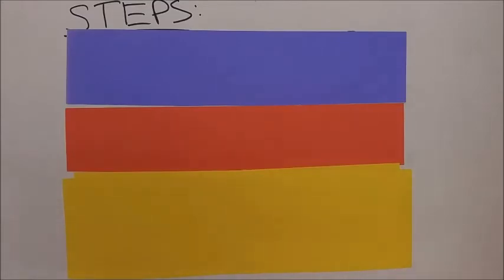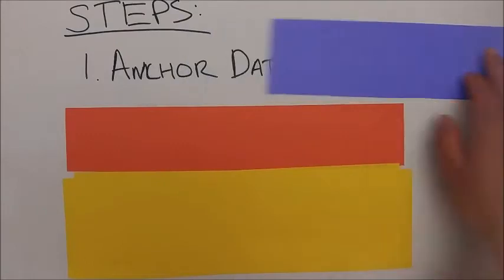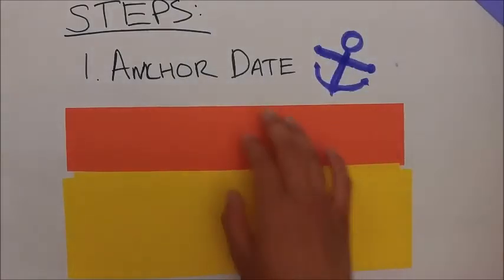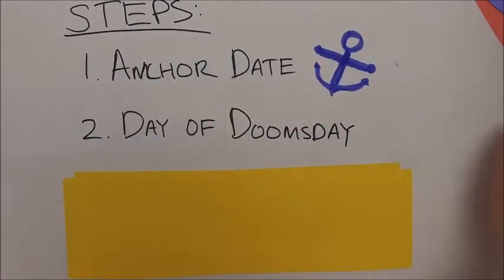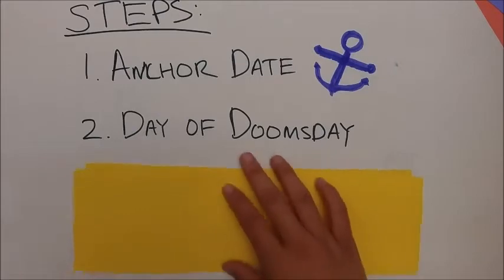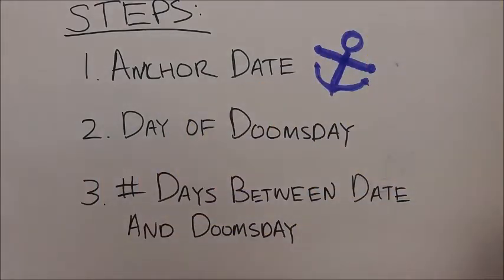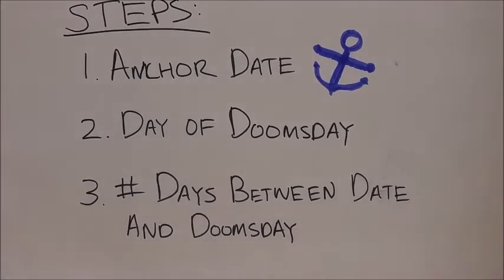There are 3 integral steps to finding the day of the week for any given date. First, determine the century's anchor date. Second, calculate the day of the week of the year's doomsday. Third, count the number of days modulo 7 between the given date and the closest doomsday, and determine the day of the week. For the sake of understanding, we will be going through these steps out of order.